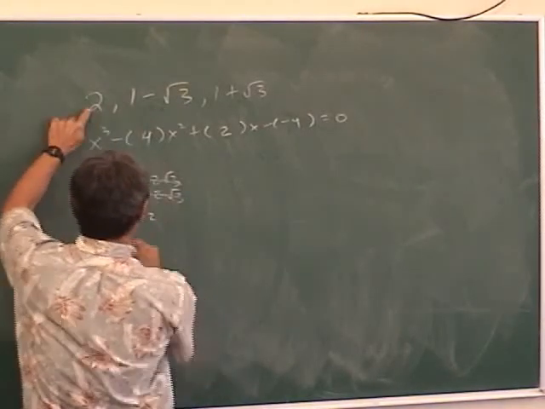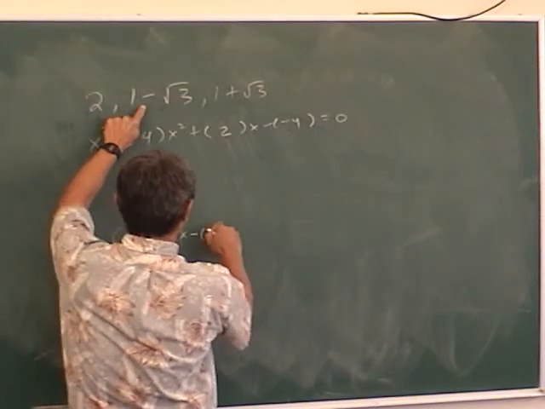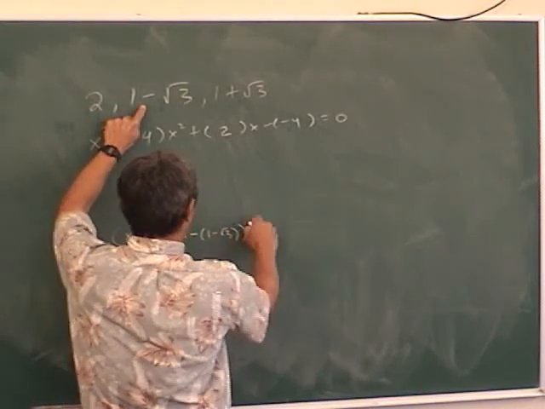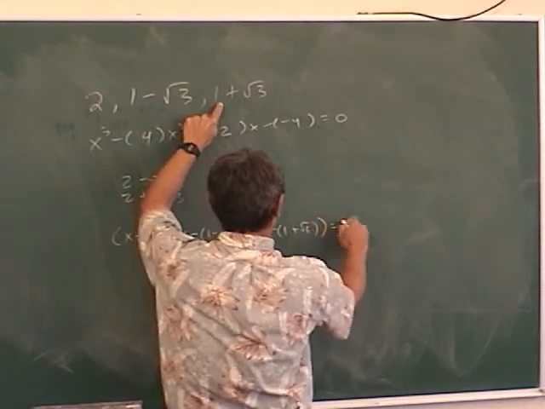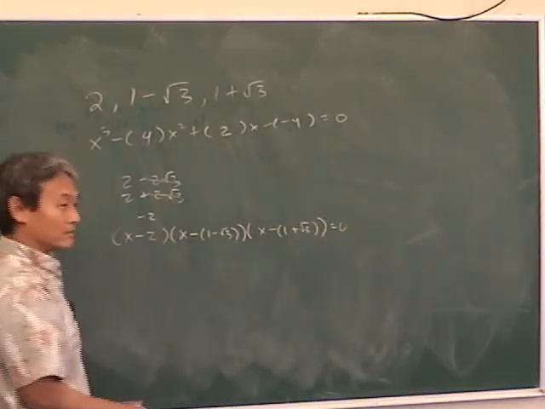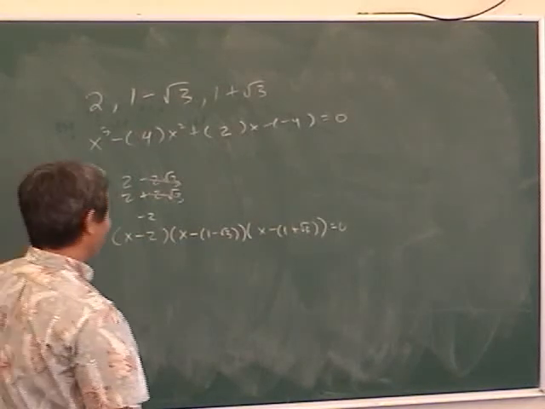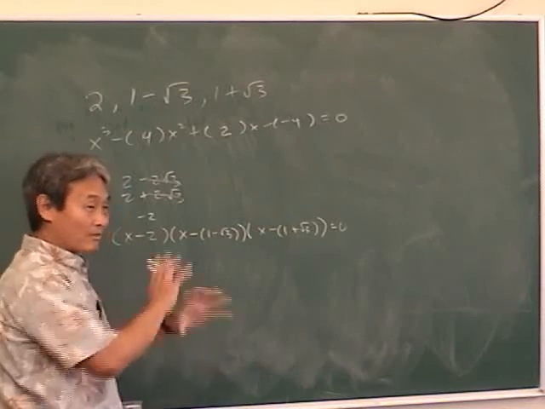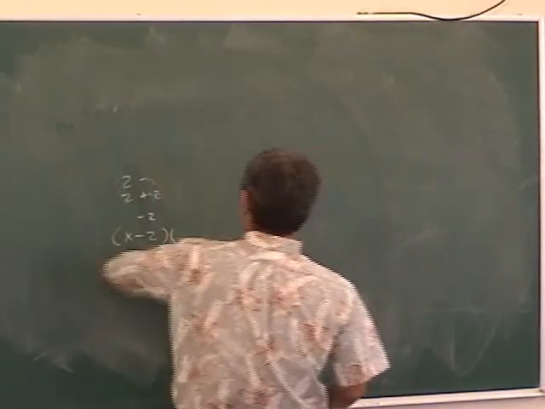Now, if you don't use this technique, then this is what you have to do. If these are the three roots, then your equation is x minus 2 times x minus this times x minus this. Okay, now multiply it all out. And you have all kinds of radicals in there. But you know what? You're going to come out to the same answer because all the radical stuff is going to cancel out.